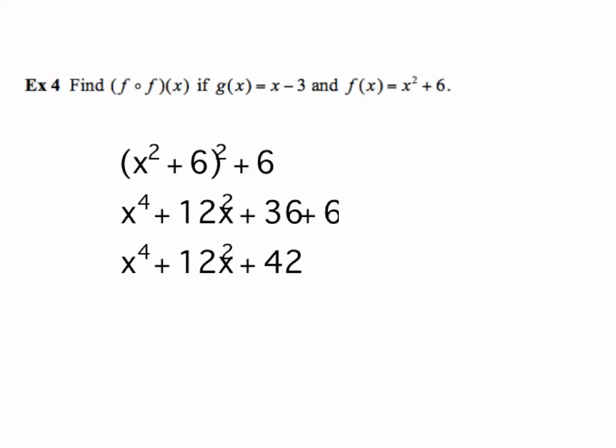Now, since it's all squared, you must do FOIL on it. So first, outside, inside, last becomes x to the 4th plus 6x squared plus 6x squared equaling 12x squared. And 6 times 6 equals 36. And the plus 6 is tacked on to the end. Our final solution is x to the power of 4 plus 12x squared plus 42.